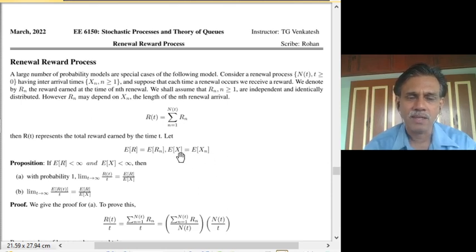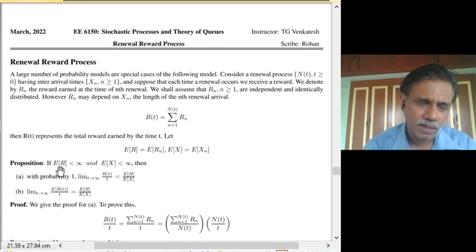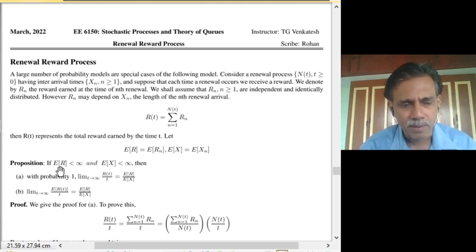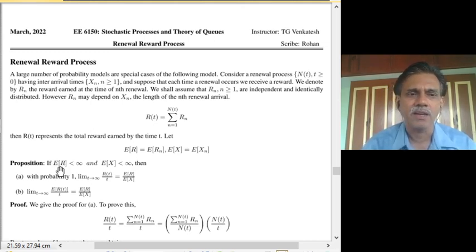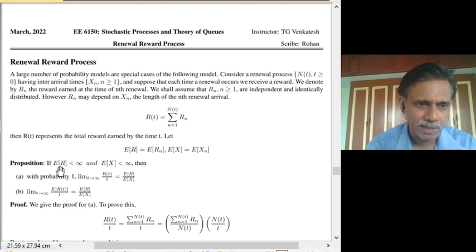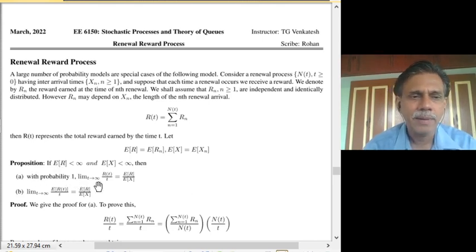So E of xn is E of x. Now let us assume we are dealing with the realistic process wherein E of r is less than infinity and E of x is less than infinity. That is, the renewal cycle duration is finite and the expected reward is also finite. Then the basic renewal reward theorem tells that with probability 1, in the limit t tends to infinity, R of t by t is equal to E of r by E of x.